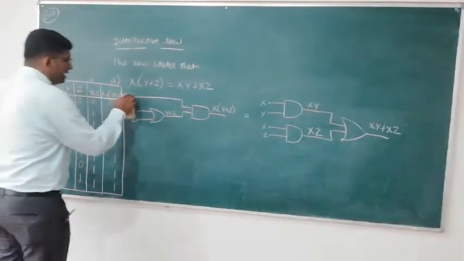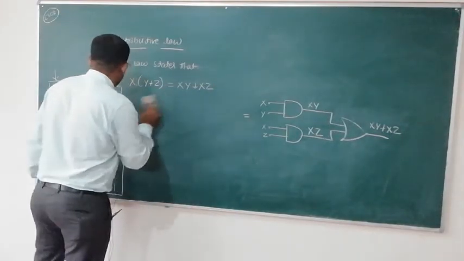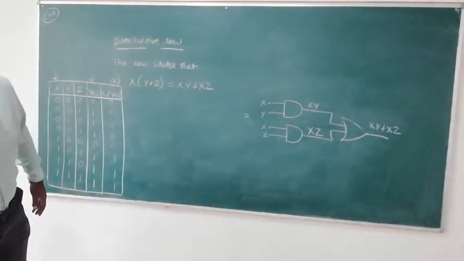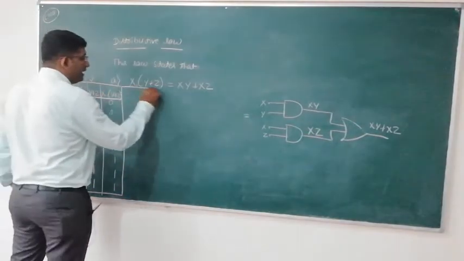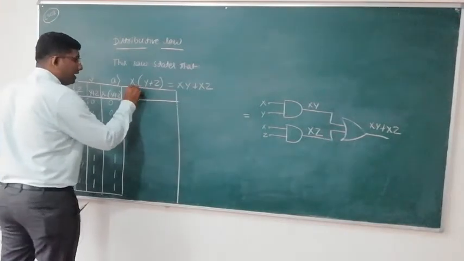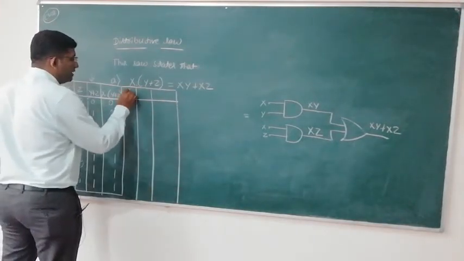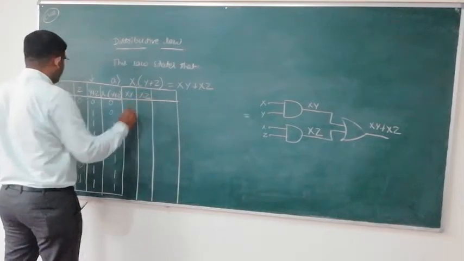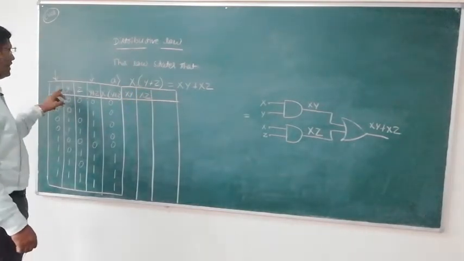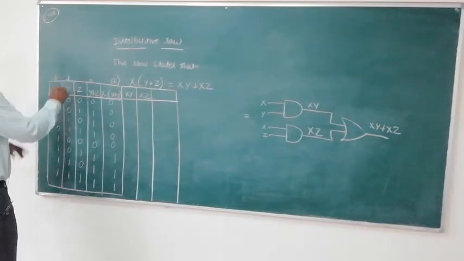For writing the second expression, I am going to erase this one. Continuing with that, that is the RHS. First we need to find out xy and xz. First I am multiplying the xy column. Considering these two columns, I am multiplying the values.